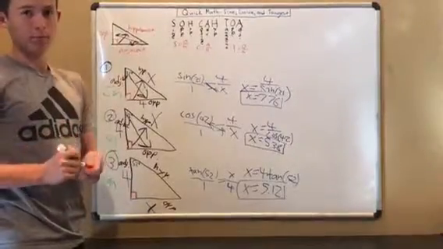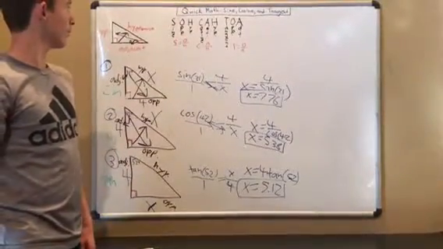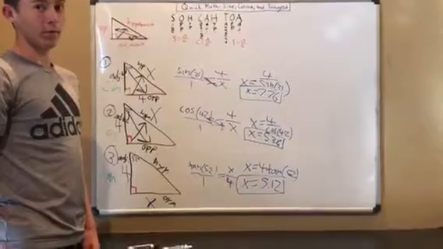But what if in a triangle you're not given a 90-degree triangle? We'll cover that in our next video.